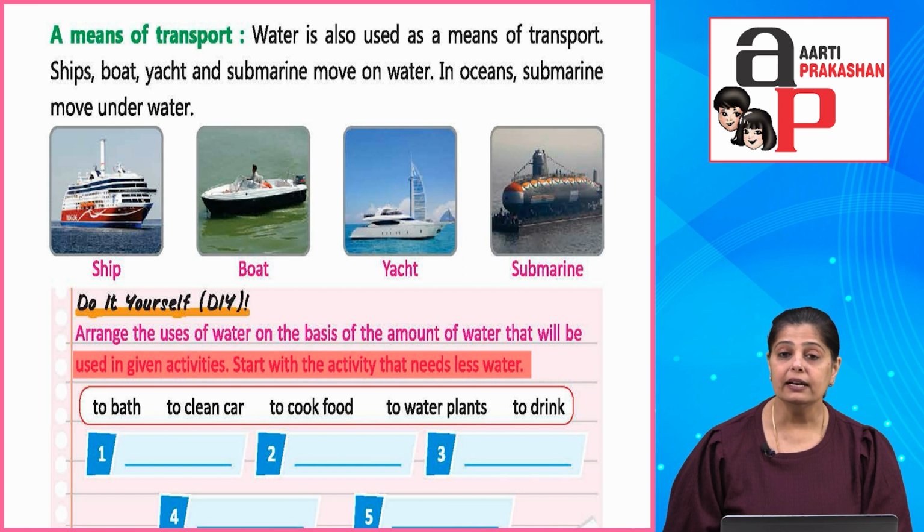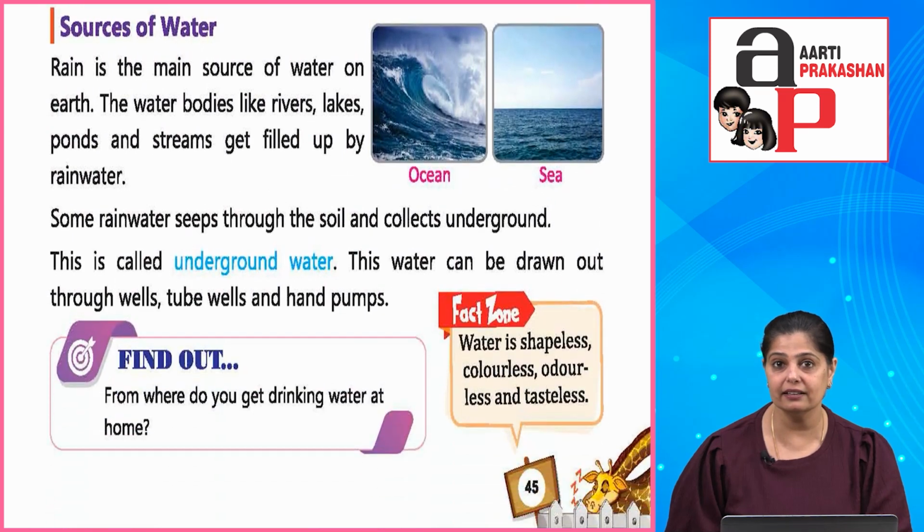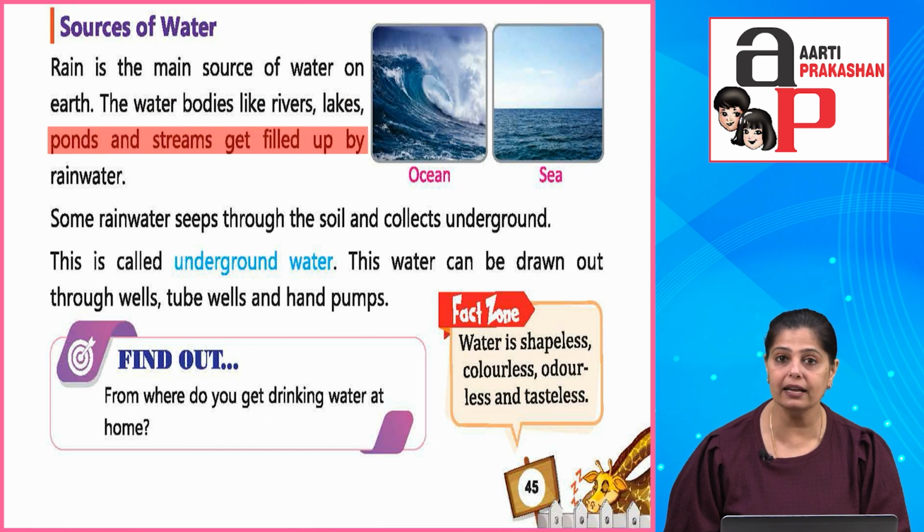Alright, now let's look at from where this water comes. पानी आता कहाँ से? Let's look at the sources of water. Okay, rain is the main source of water on earth. The water bodies like rivers, lakes, ponds and streams get filled up by rainwater. Okay, so rain, बारिश is the main source of water.